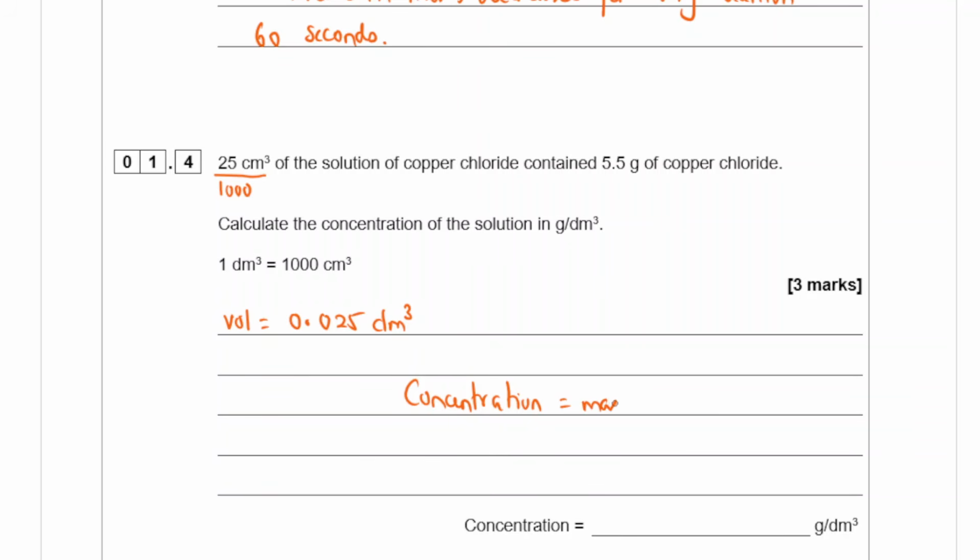Now concentration equals the mass over the volume. So mass is 5.5 divided by 0.025. That would give you a concentration of 220 gram per dm cube.